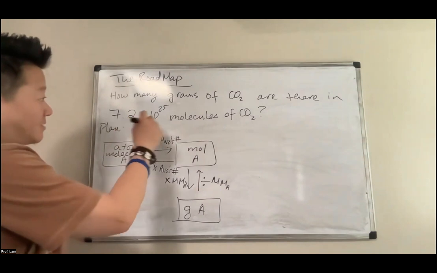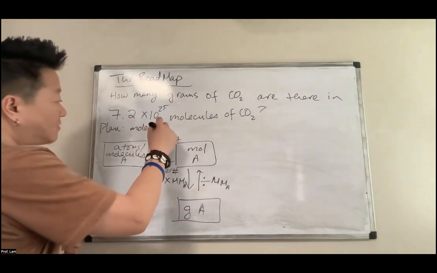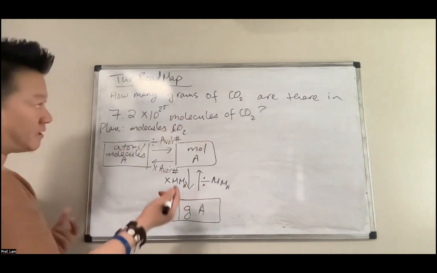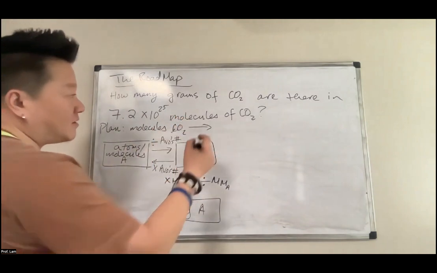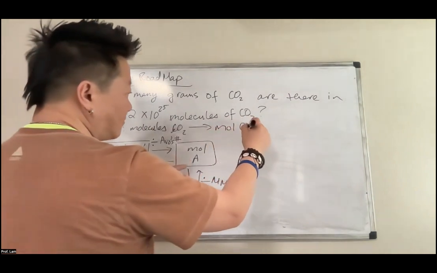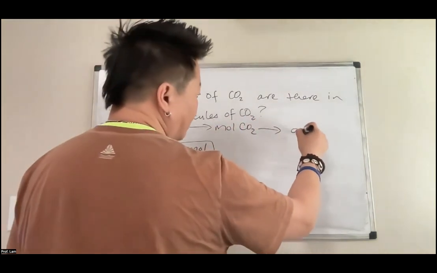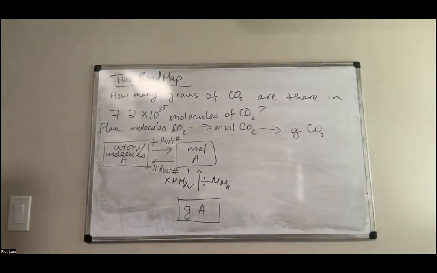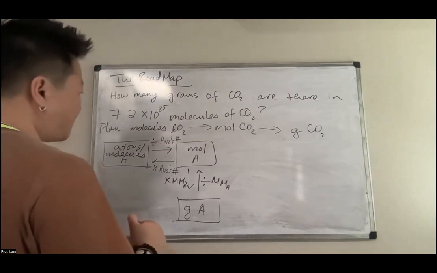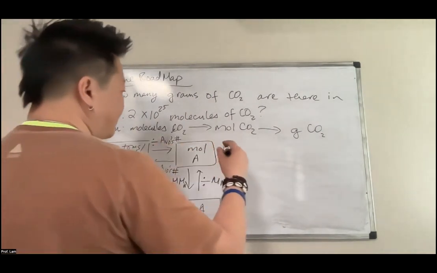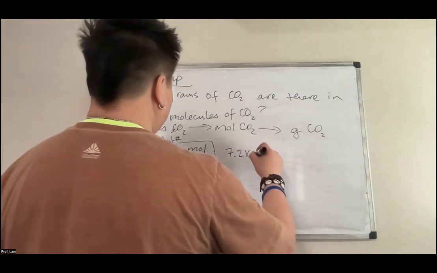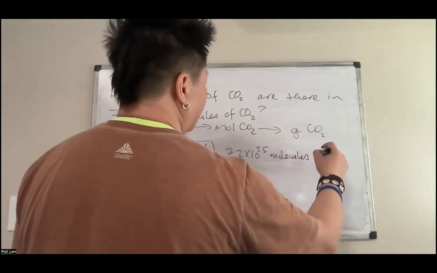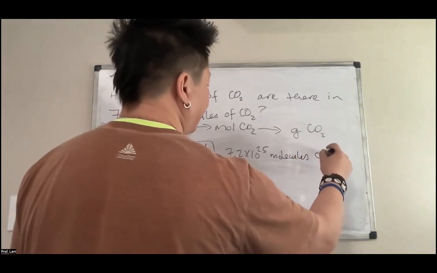So let's write our plans. Molecules of A is now CO2, right? That's A, anybody, right? So molecules of CO2, we need to convert to moles of CO2. And from moles of CO2, we go to grams of CO2. Okay. All right. So let's do that together. Okay. We start at 7.2 times 10 to the 25th molecules of CO2.